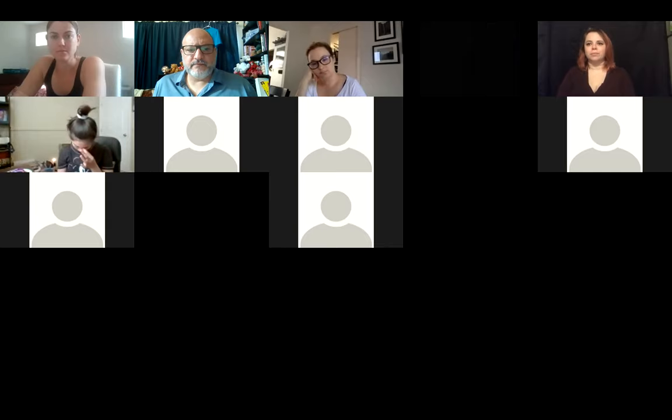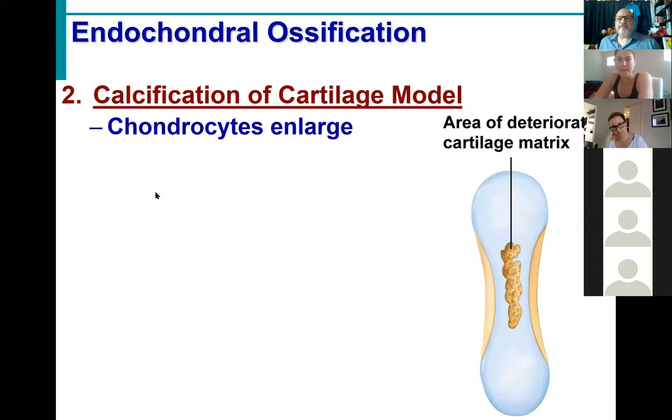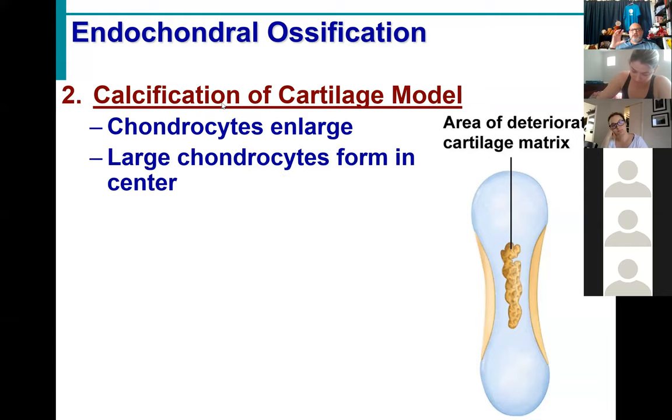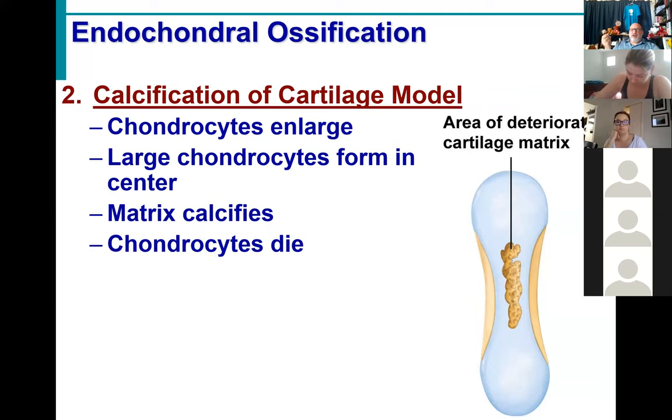There it is. All right. So our chondrocytes are enlarging. And as those chondrocytes enlarge in the center of our cartilage, it thins the matrix. The matrix hardens. Right? And as it hardens as a result of that, those chondrocytes die. And what we're left with is this cavity in the center of our diaphysis. Life hates a vacuum, life hates a void, so we need to fill that cavity up.